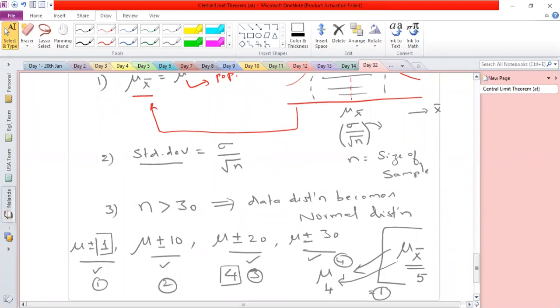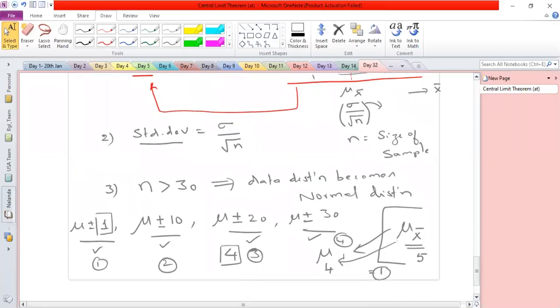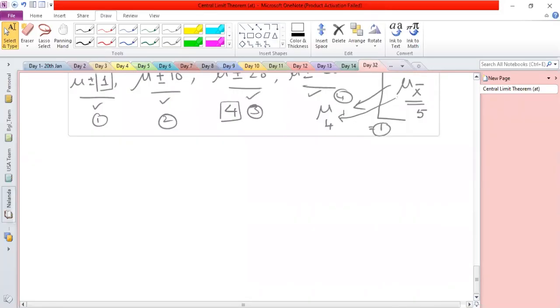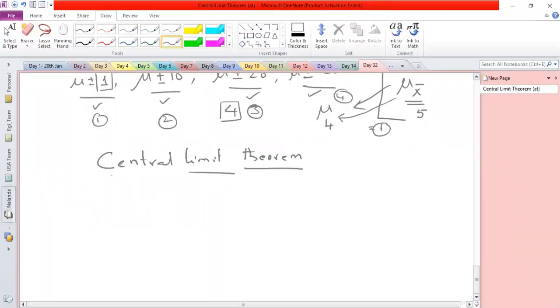Please respond. Others? Okay. This way of representing the 3 conditions and finding out your population is called the central limit theorem. Very, very important and very, very useful. This theorem you have to know.